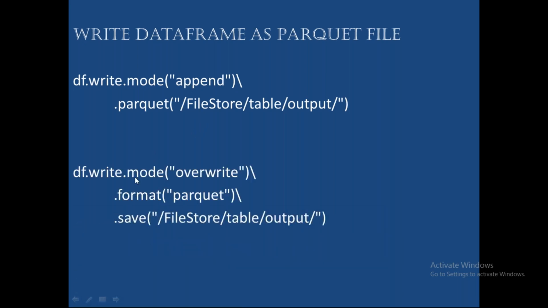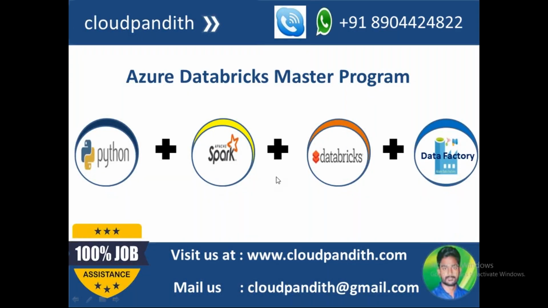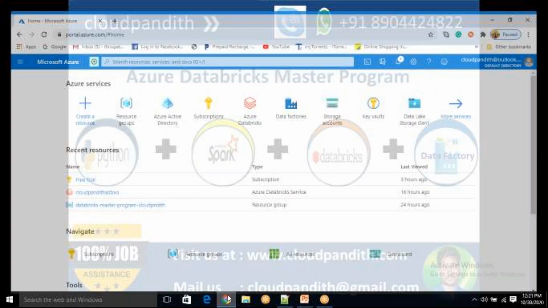Next, this is our second syntax. df.write.mode overwrite. Here I am using overwrite, and the format is parquet, then save. With save, I am saving this data in this location, and the format in which I am saving this data is Parquet. Clear? So that's all the slides which I have. Let's go and create our Azure Databricks workspace.